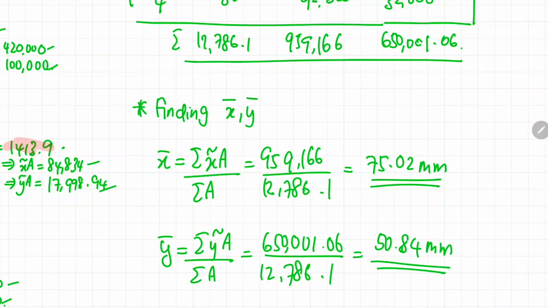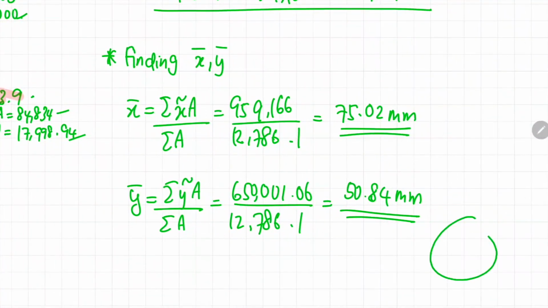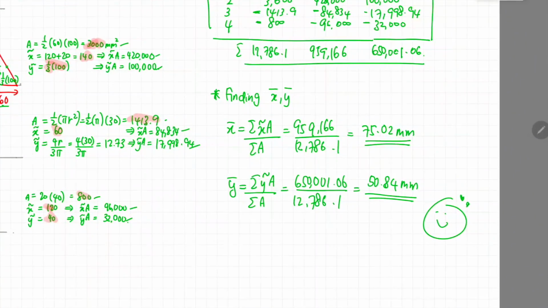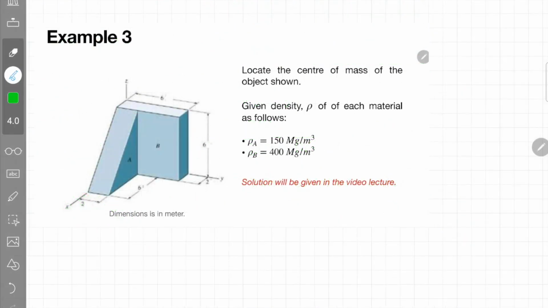Okay, so that is all. That is the centroid of the boundary given. Okay, done. Previously, we were locating the center of area. So now we are going to use the same formula to calculate the center of mass. Okay, so stay tuned.